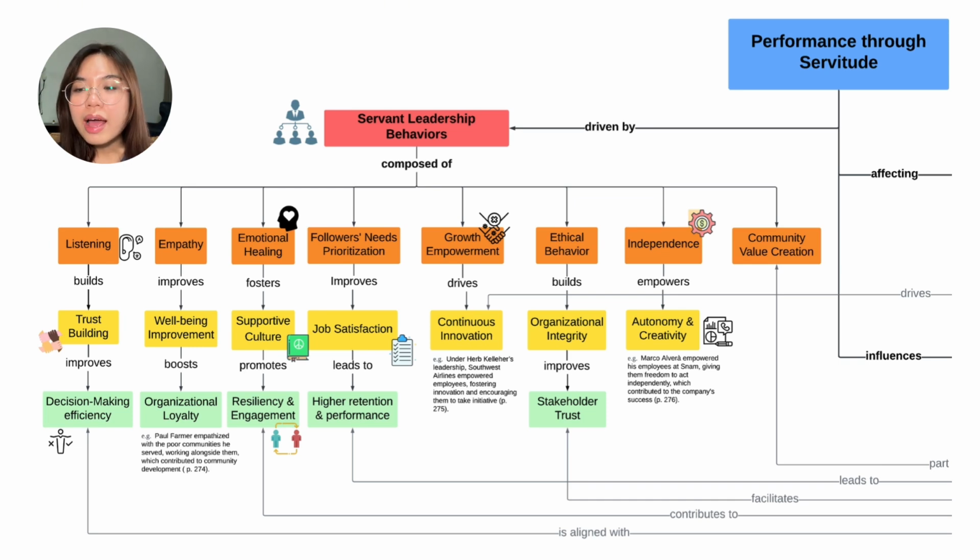Next, we're going to talk about ethical behavior. This will build integrity within the organization, which actually affects stakeholder trust in a positive way. And then independence empowers autonomy and creativity in followers. For example, Marco Alvera empowered his employees at SNAM, giving them freedom to act independently, which contributed to the company's success. Lastly, servant leadership also embraces community value creation, which will benefit society.